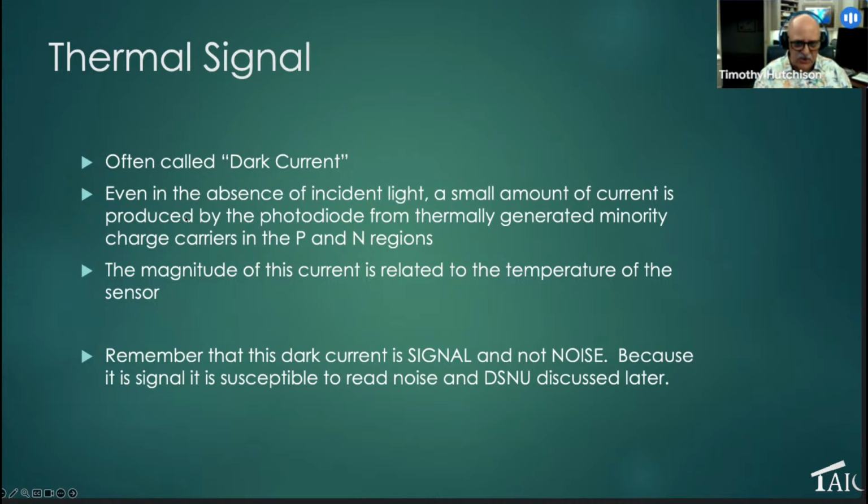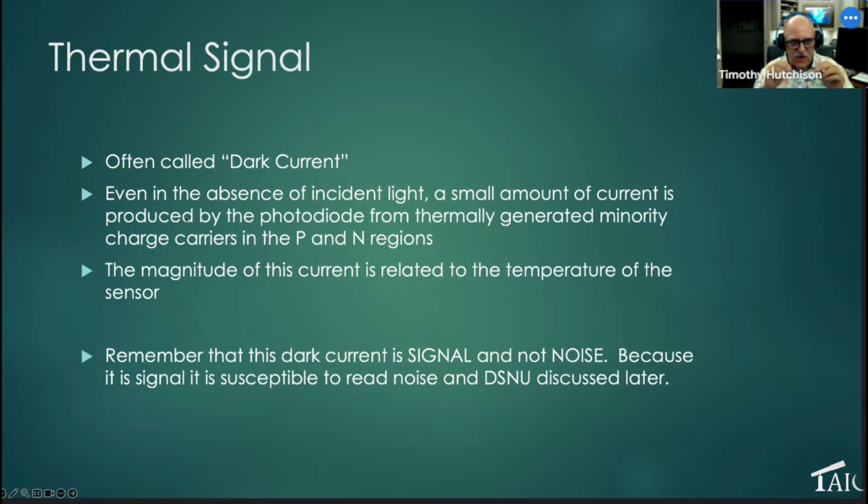And myself included, a lot of us fall into the trap of talking about this like it's noise, but it isn't noise. And the reason that I'm going to make a distinction there and call it signal, and try and be very good tonight about calling it signal, is because it's susceptible to all of the other pieces of noise that we're going to talk about tonight, including most significantly read noise and dark signal non-uniformity, which is a type of fixed pattern noise. We're going to talk about that in a minute.